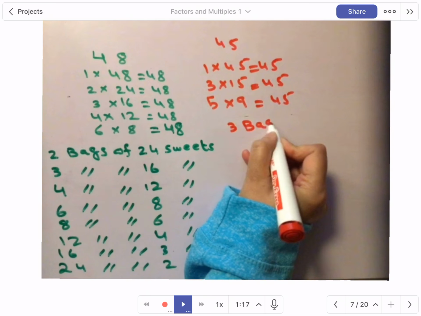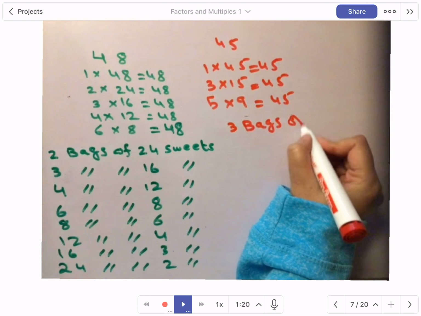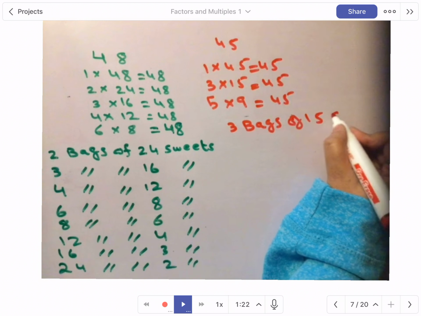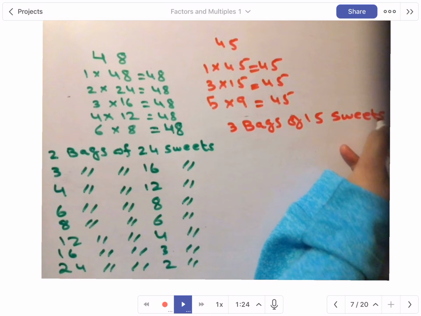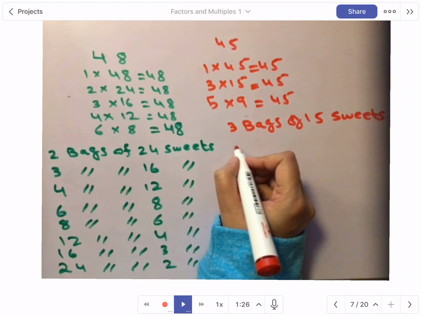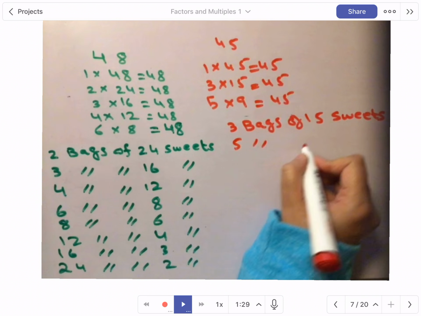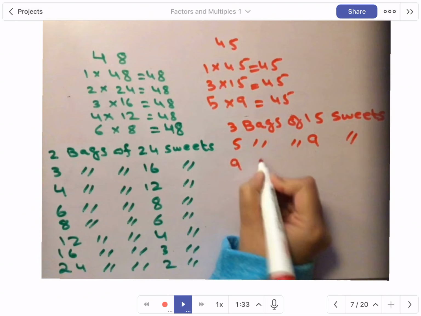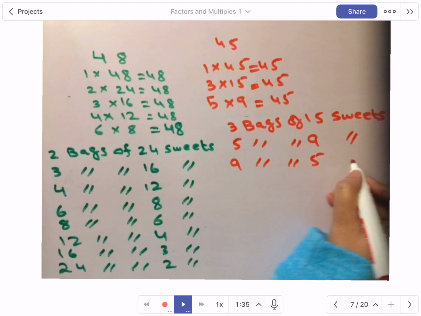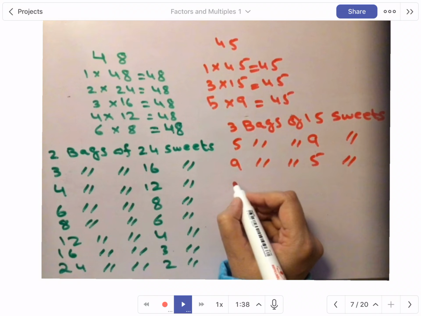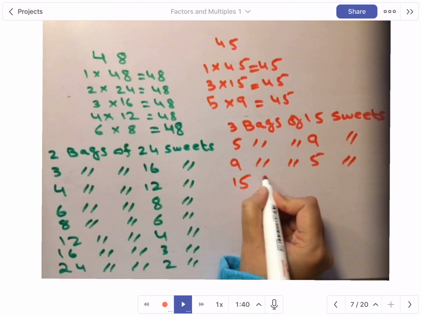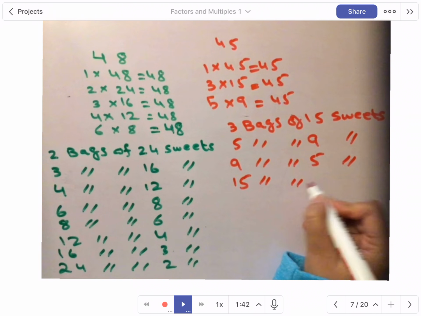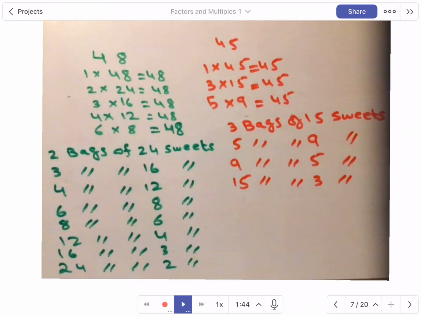For the 45 sweets, we can have 3 bags of 15 sweets, or 5 bags of 9 sweets, or vice versa, 9 bags of 5 sweets and 15 bags of 3 sweets. So these are all the possible ways that they can make their bags.